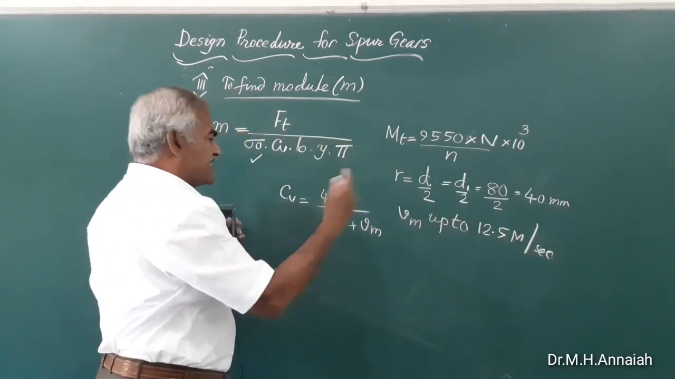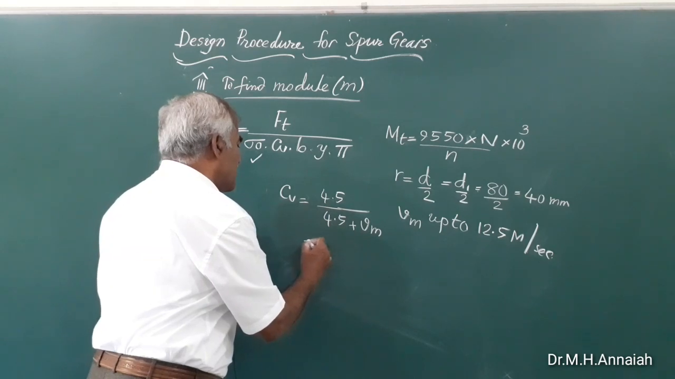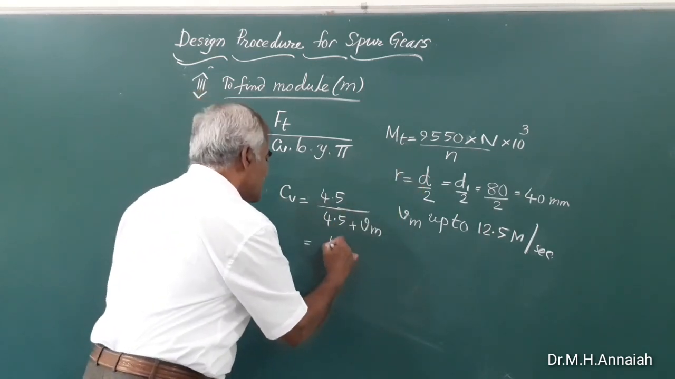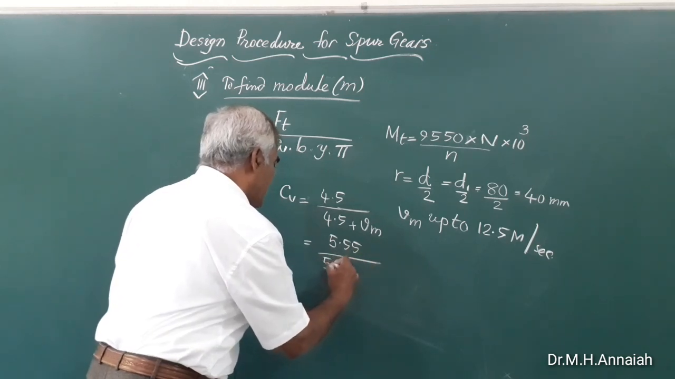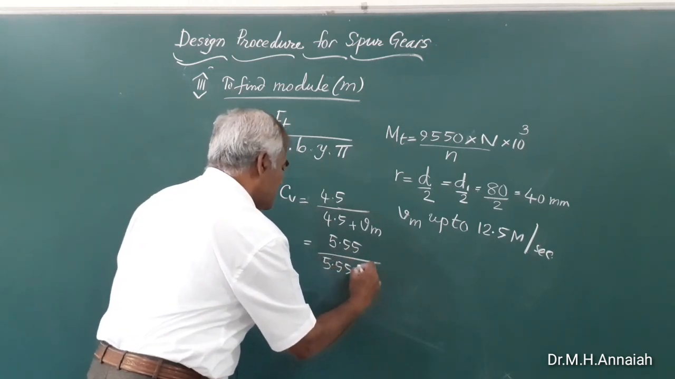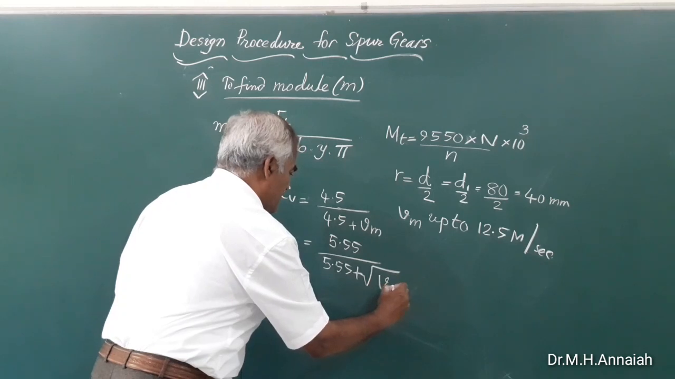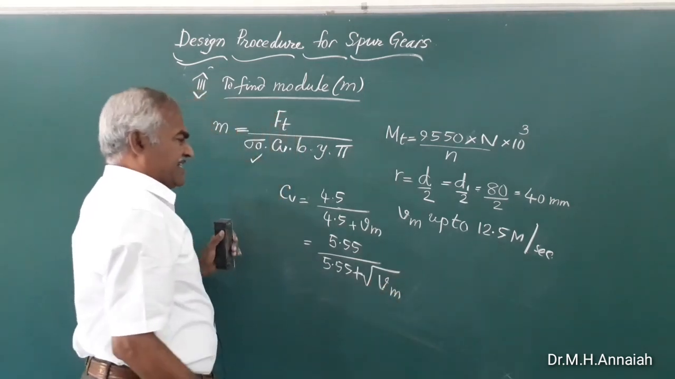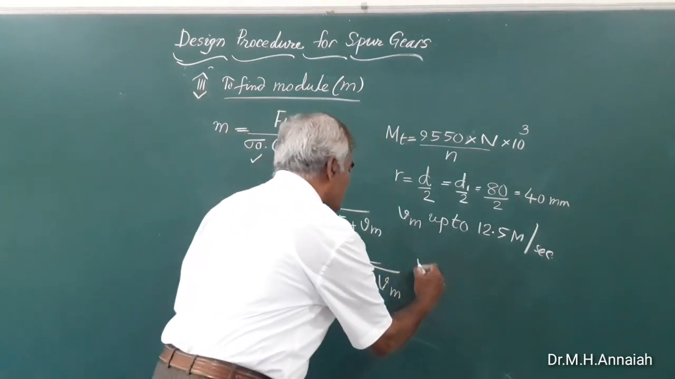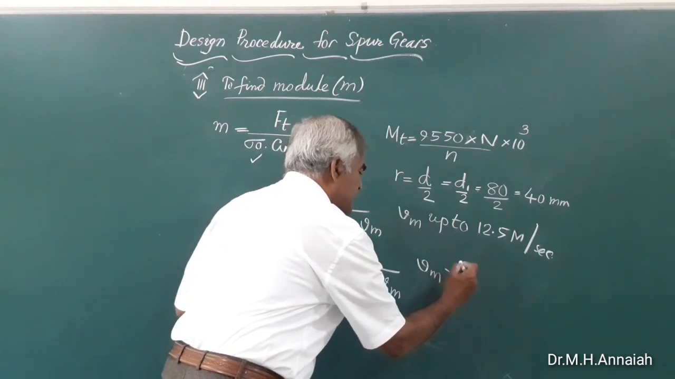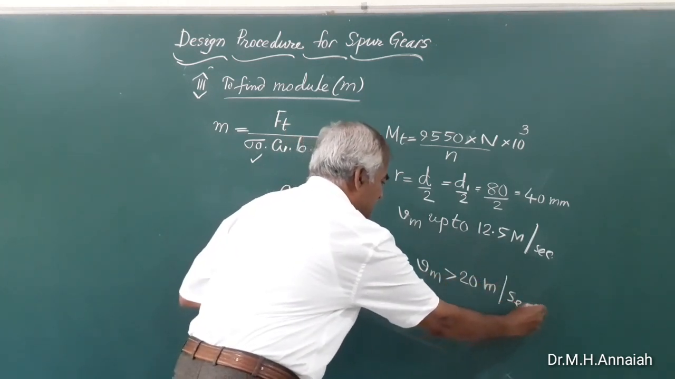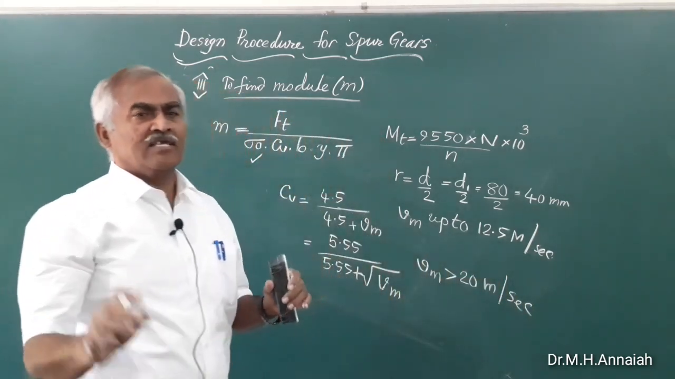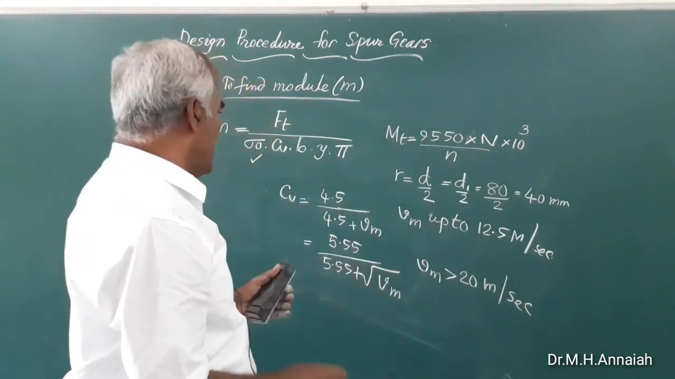Similarly, if it exceeds that, say you have a higher value more than 20, this is going to be 5.55 divided by 5.55 plus root of Vm. All these are available in the data handbook. This is for velocity greater than 20 meter per second, and you have the values even for the smaller values of this.